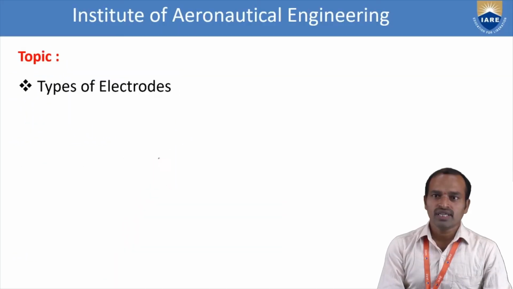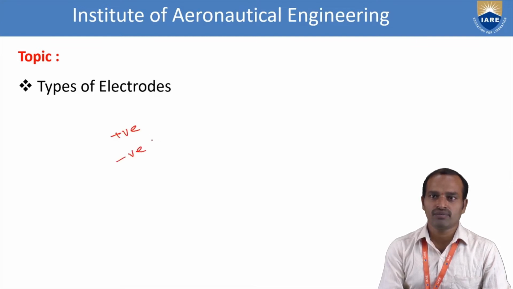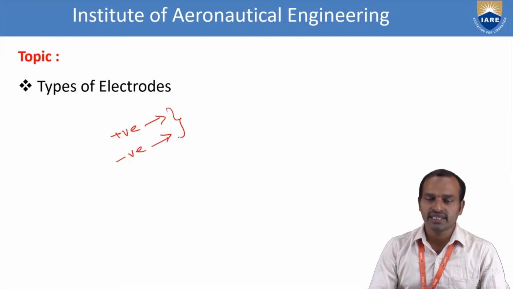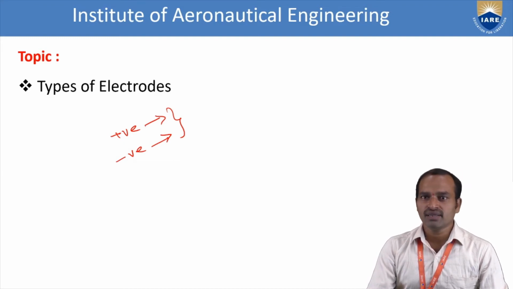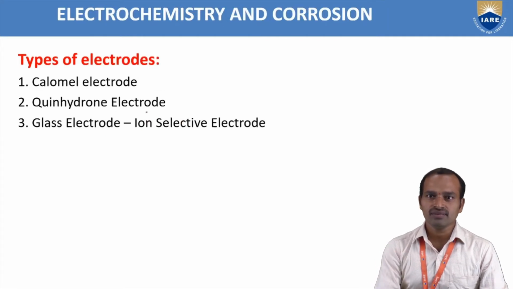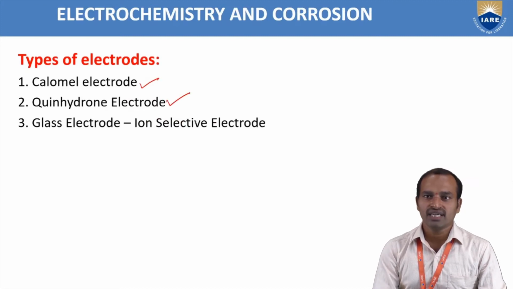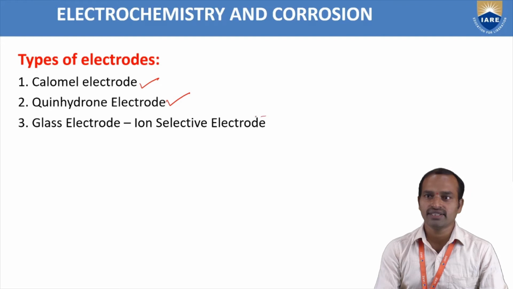Today our topic is types of electrodes. According to the electrochemical cell, the electrodes are mainly two types: the positive electrode and the negative electrode. Depending upon the positive and negative electrodes, the electrodes are classified into many types. Some of the electrodes we discuss now are the calomel electrode, the quinhydron electrode, and the glass electrode, also called the ion selective electrode.